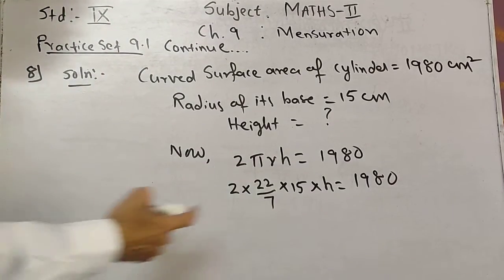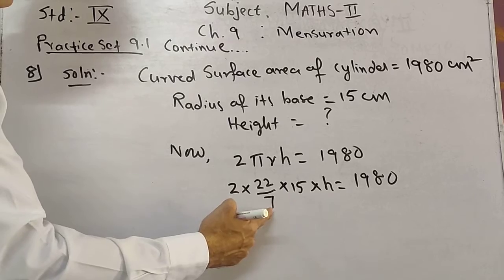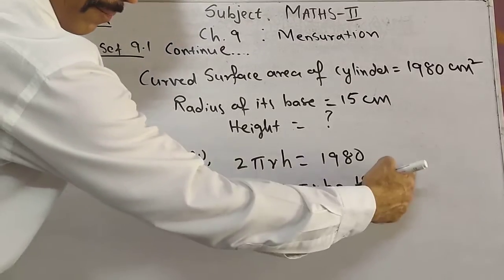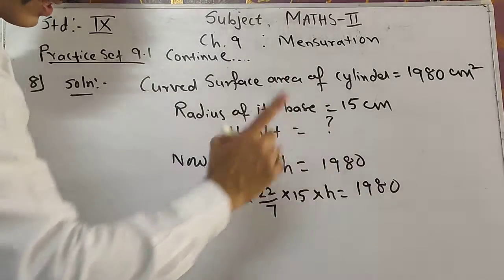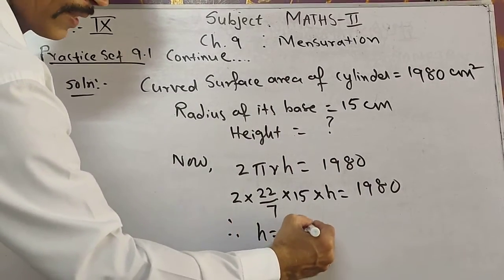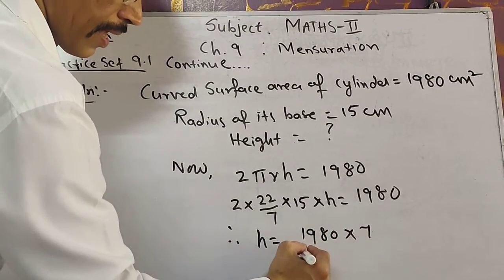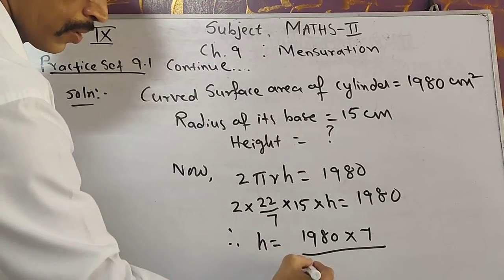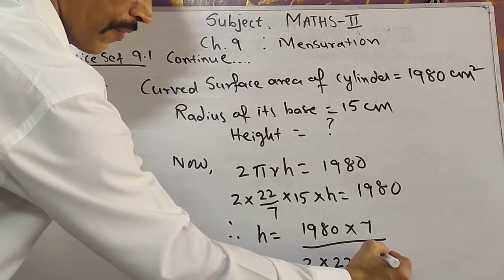Okay. So no cancellation here. Directly you can shift the numbers. This is in the denominator, it will come up, and these numbers will come down. The numerator number will come in the denominator. So therefore, h is equal to 1980 into 7 upon 2 into 22 into 15.